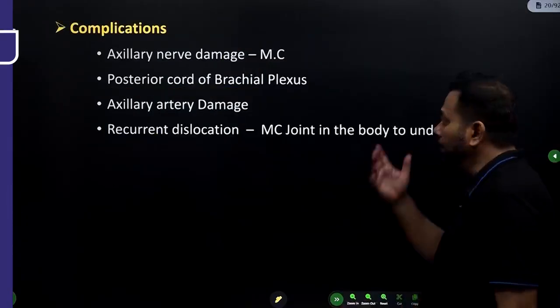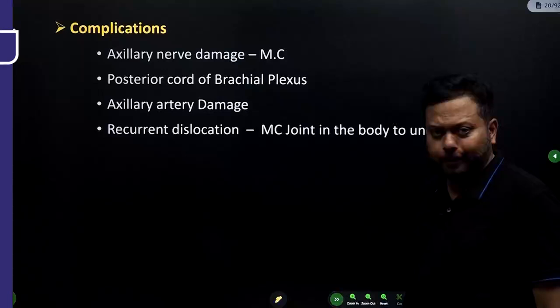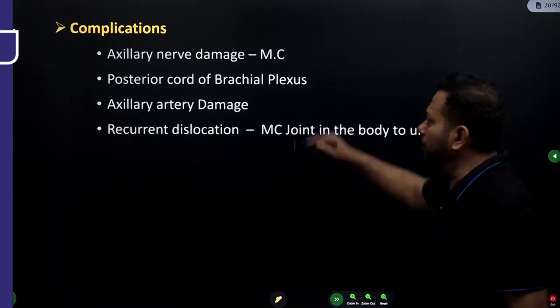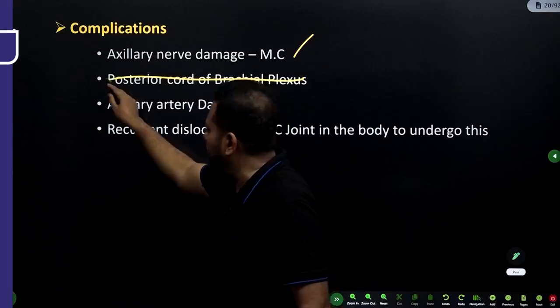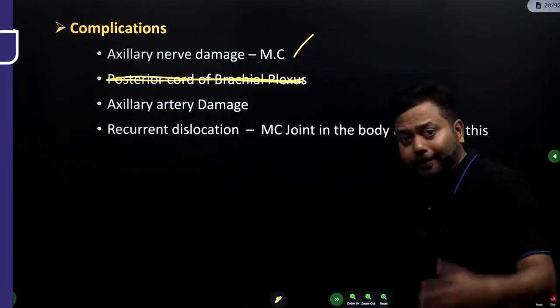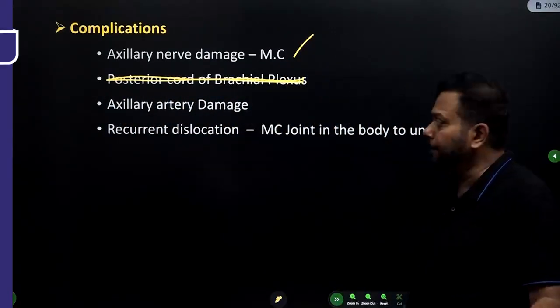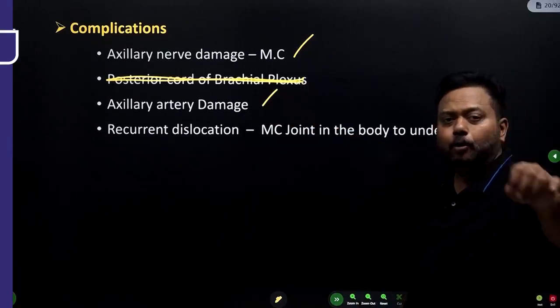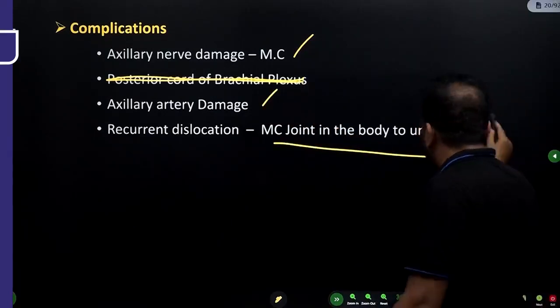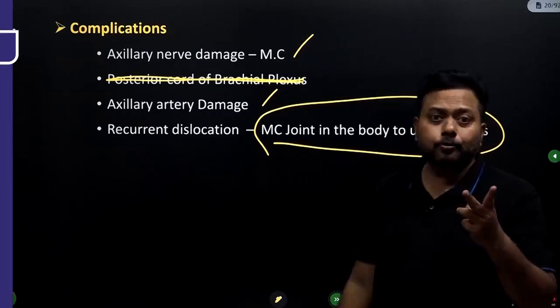That's okay. Now coming to complications of shoulder dislocation. The most common nerve injured in shoulder dislocation is the axillary nerve. Posterior brachial plexus is not needed. The axillary nerve is a part of the posterior brachial plexus. The most common artery damaged is the axillary artery, and this is the most common joint to undergo recurrent shoulder dislocation also. So, 2 MCQs, dear friends.